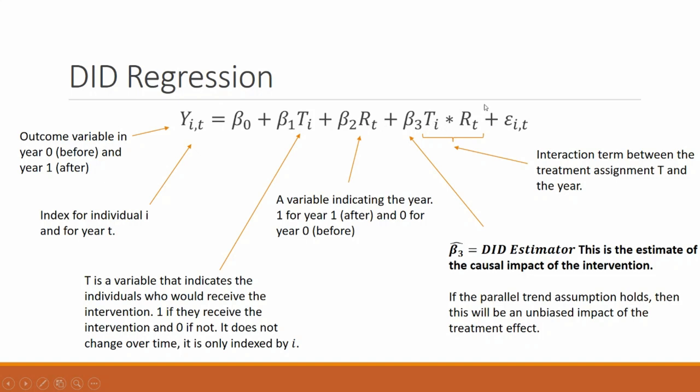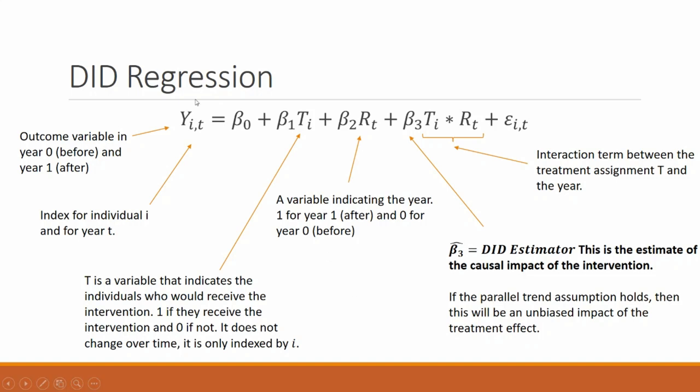And finally, and here's the big take-home message for the difference-in-differences regression model. Here we have the interaction term between the treatment assignment, or basically the treatment group, and the year. So here we interact these two. We multiply the treatment variable by the year variable. And when we do that, we'll get a coefficient on that interaction term, beta 3. And beta 3 hat is our DID estimator. This is the estimate of the causal impact of the intervention, so long as the parallel trend assumption holds.